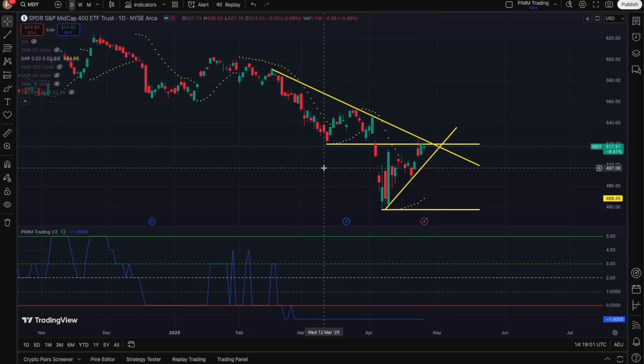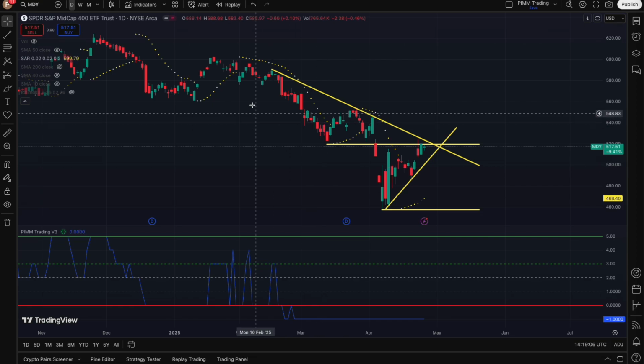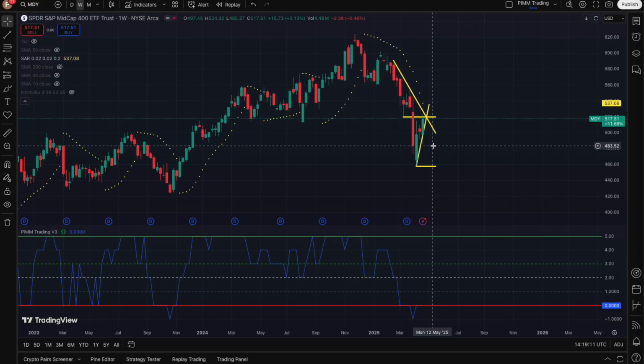The parabolic SAR dot has been under the price for over a week now, which is good. On the weekly, the parabolic SAR dot is very close to the price. I wouldn't be surprised if this coming week or the following one, the price gets above the parabolic SAR dot, moving it below. Once the parabolic SAR dot is below the price, this acts as support, meaning there's a higher likelihood that the price will continue moving upward.